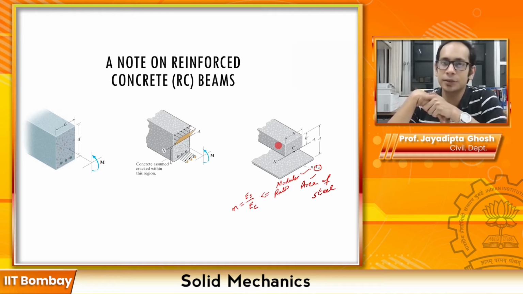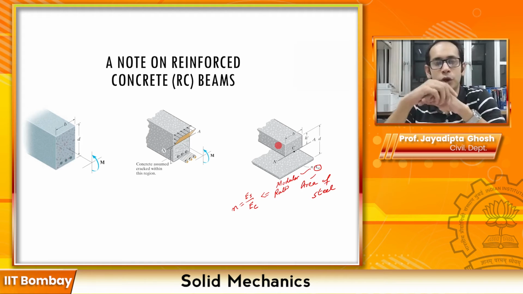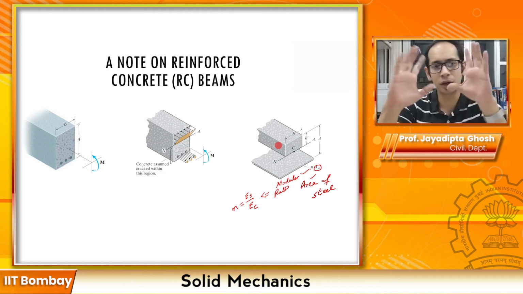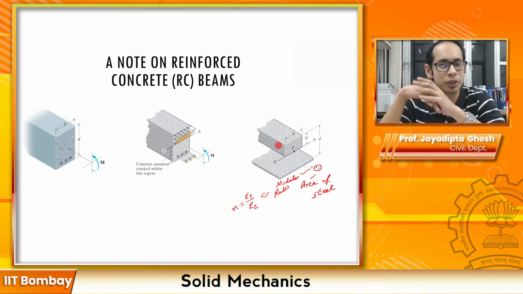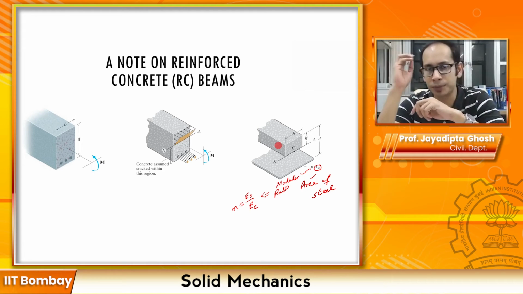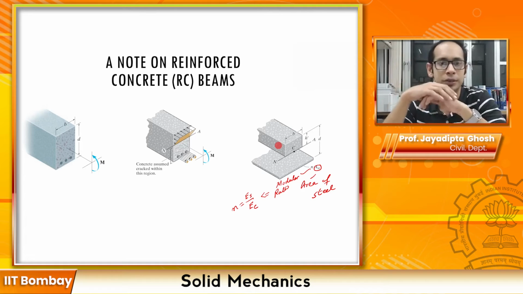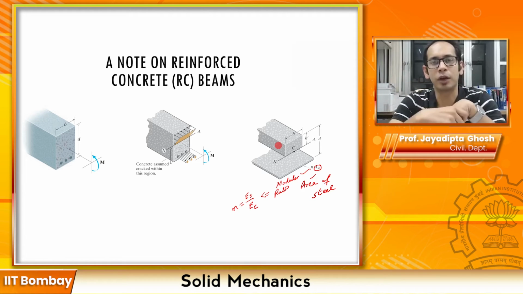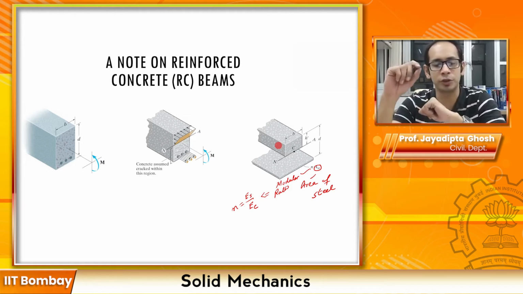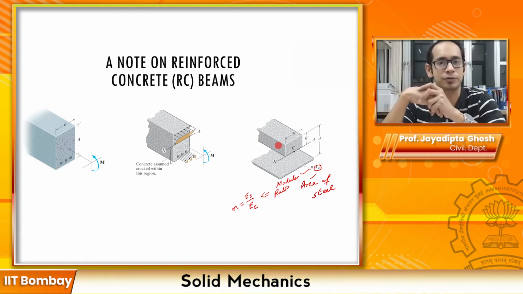Now, in the latest code, this has been revised. We have moved on to the ultimate design method, which you will learn a lot more about in your concrete design class. So this method is a little bit obsolete because the working stress method is no longer in existence, but I just wanted you to be aware that there was a time when reinforced concrete beams were also solved using similar principles of the method of transformed sections.